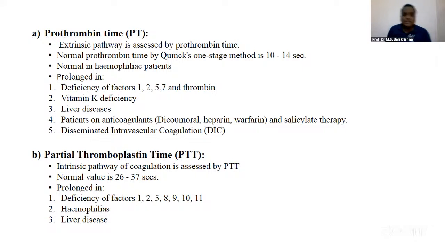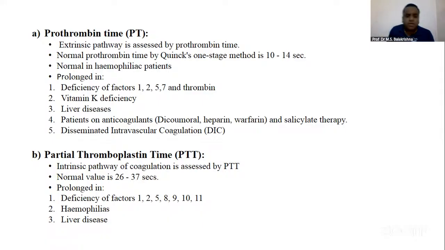Partial thromboplastin time, PTT, is assessed by the intrinsic pathway, which I told you. The normal value is 26 to 37 seconds. So please understand that PT is 10 to 14 seconds and this is 26 to 37 seconds. The conditions where it is increased are deficiency of factors 1 to 5, 8, 9, 10, 11, hemophilias and liver disease.